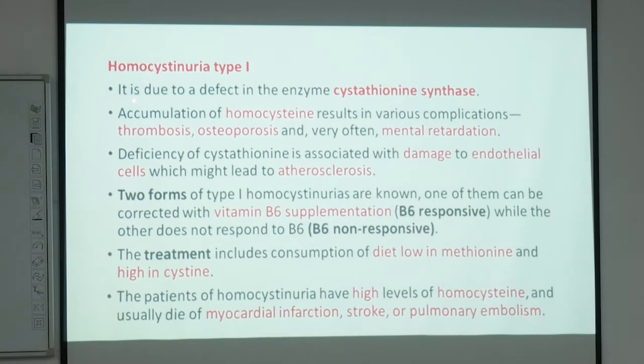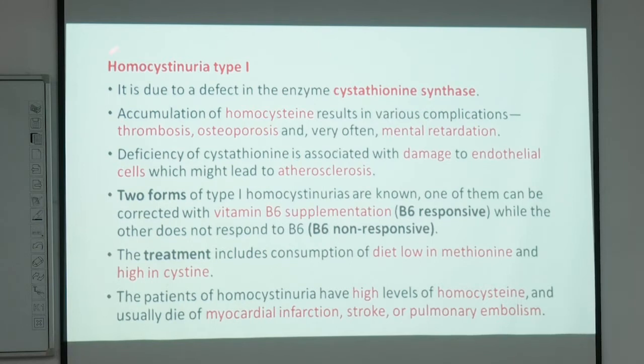There are several types of homocystinuria, but homocystinuria type 1 is very important. It is due to the deficiency of the enzyme cystathionine synthase. Most of the symptoms are thrombosis, osteoporosis, weakening of the bones, mental retardation. There are mainly 2 forms of this type 1 homocystinuria. One responds to vitamin B6 treatment, and the other one does not respond to vitamin B6 treatment.